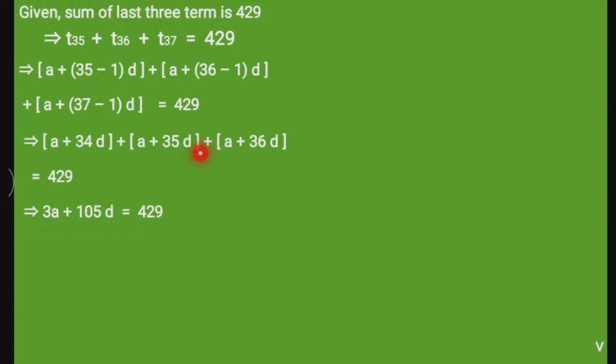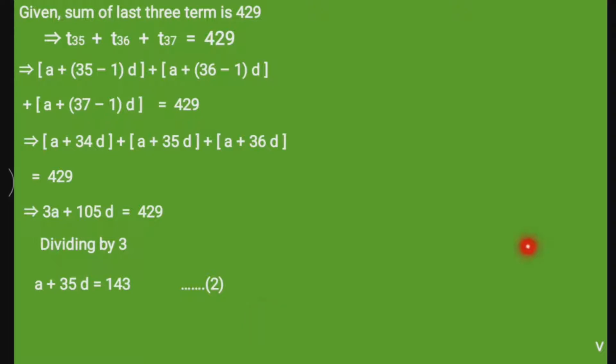So A plus A plus A we get 3A. Then second term from each bracket. So 34D plus 35D plus 36D we get 105D. So here we divide each term again by 3. So we get A plus 35D equals to 143. This is equation number second.